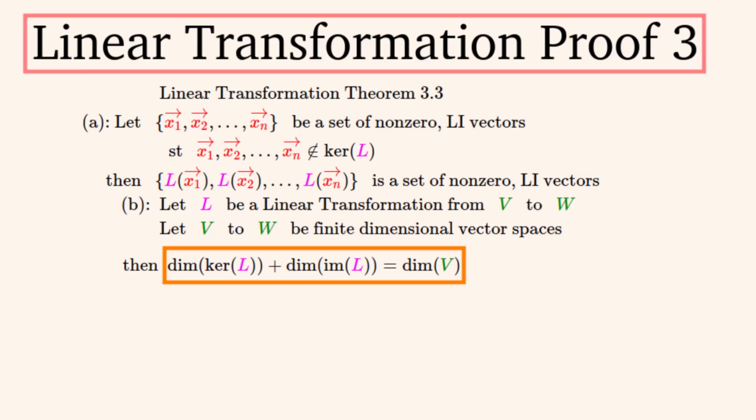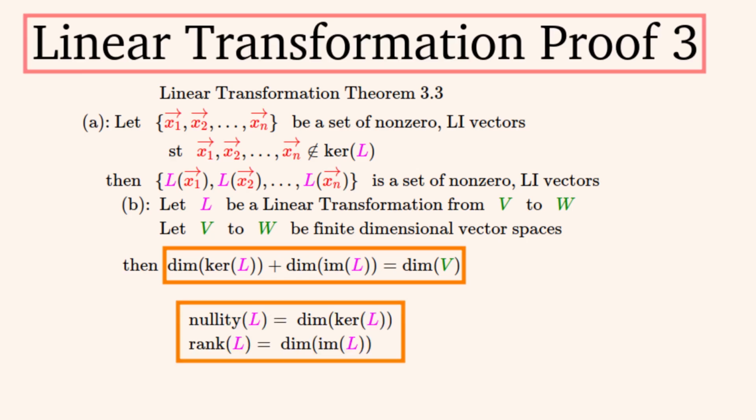I decided to break this theorem up into two theorems, which is different to the textbook. I did this so as to make this proof easier to follow, and I've boxed the formulas that we ultimately want to prove. And here are some definitions that I want to make. The nullity is the dimension of the kernel, and the rank is the dimension of the image. We'll explore what rank is in some future proofs.